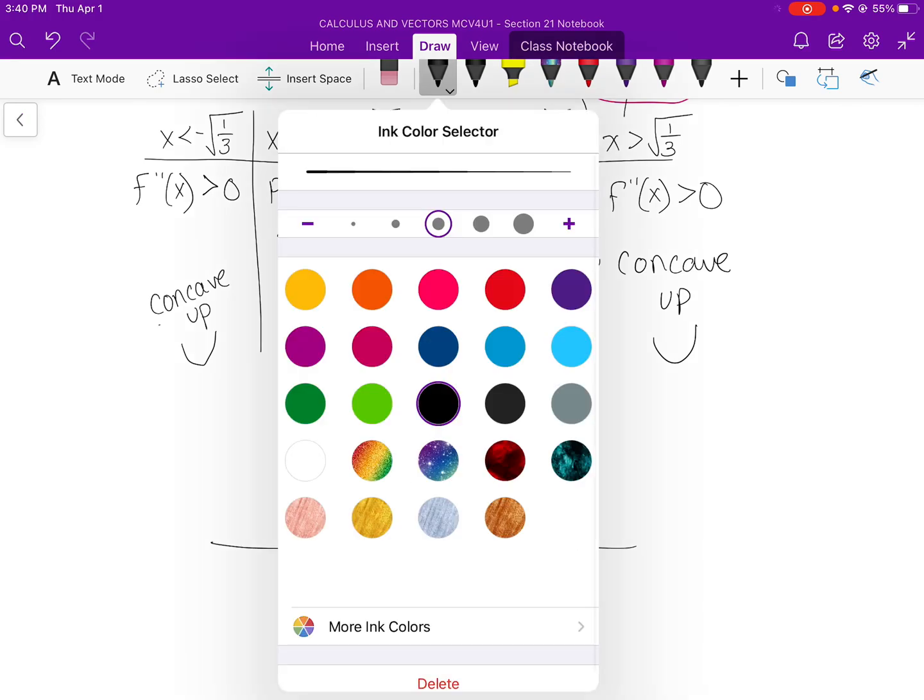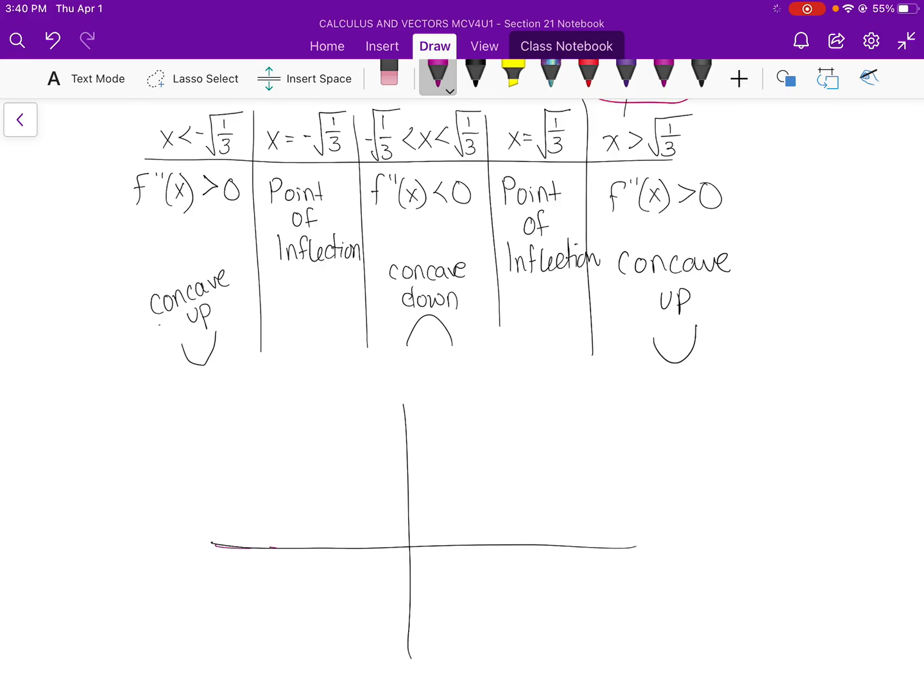So if we're going to sketch out this rational function, we know there's a horizontal asymptote at y equals 0. I'm going to extend my scale, but we know there's a maximum when y equals 1 and x equals 0. We know that the graph is concave up here, and then it switches to concave down and then back to concave up. So there are points of inflection at negative root 1 over 3 and positive root 1 over 3. So that's what our graph would look like.